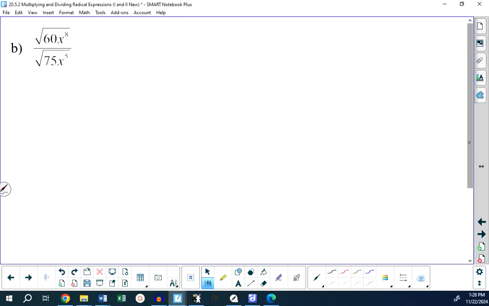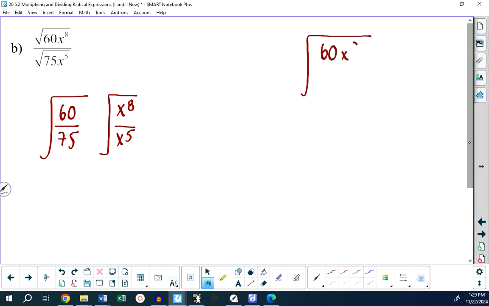Root 68, 60x to the 8 over root 75x to the 5. Well, what we do here is we think of it this way. You don't necessarily need to write it down this way. But I divide coefficients by coefficients, or I divide radicands by radicands. So you could think of it this way. I've decided to split it up into 2 radicals there, but it doesn't really matter.